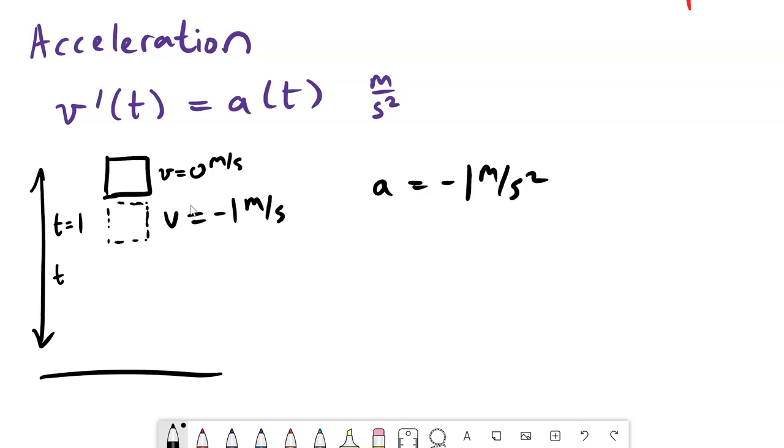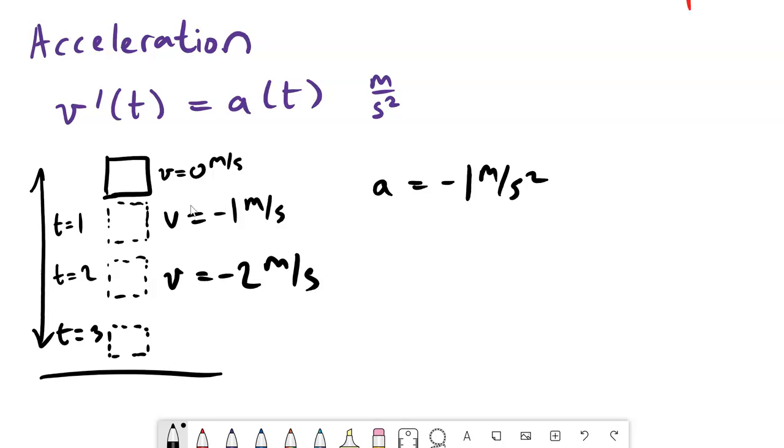What happens at t equals 2? So here's the box again. Well, it has to keep increasing velocity. So its velocity is -2 meters per second now. And then we keep this going. T equals 3, trying to draw it lower and lower. This time the velocity should be -1 more meter per second.